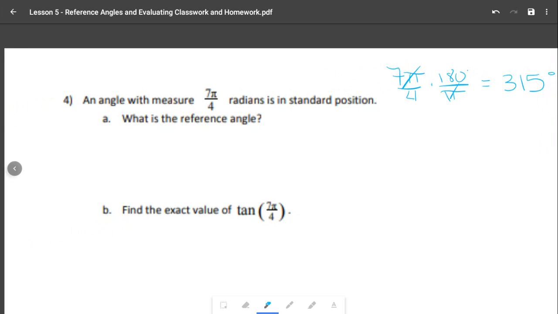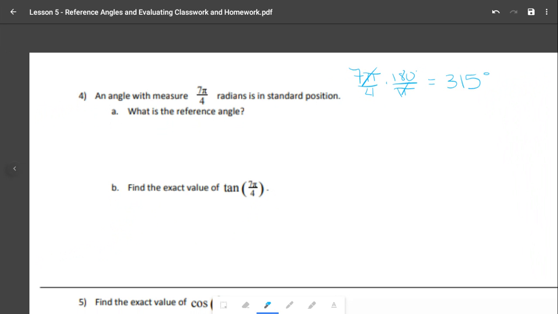So what is the reference angle? Well, 315 would fall in the fourth quadrant. So the formula in the fourth quadrant, 360 minus 315, you get 45.